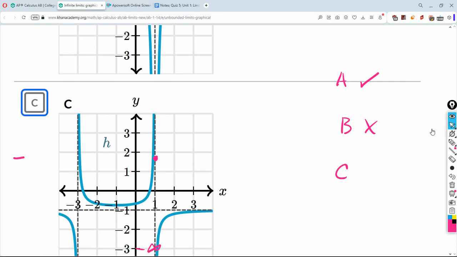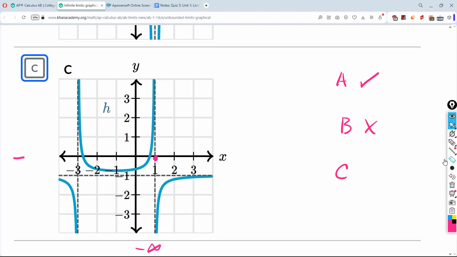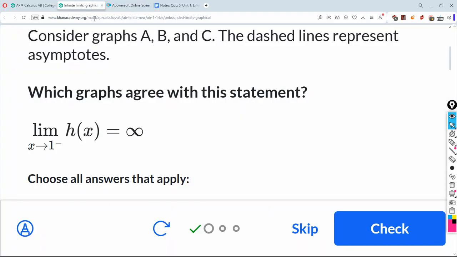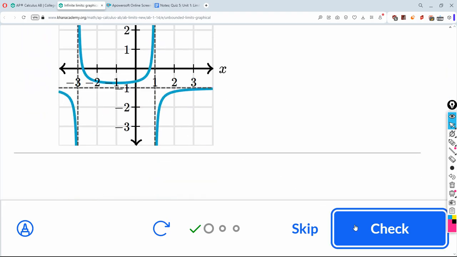All right, scrolling down. Answer C. Let's check it out. All right, we're approaching 1 from the negative side, from the left side. And right here, if we hit the graph, this goes to positive infinity. So C is good. All right, so just answers A and C. Remember, when you see infinity with no sign, that's positive infinity. But if it's negative infinity, it will have a negative in front of it. So it's just A and C.